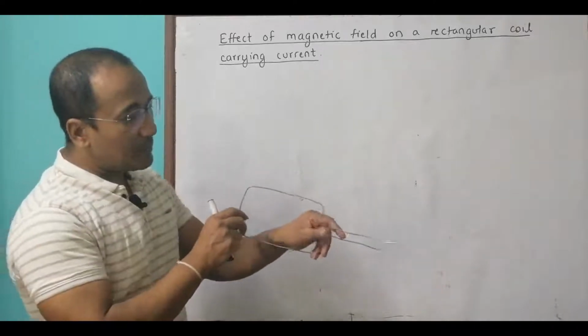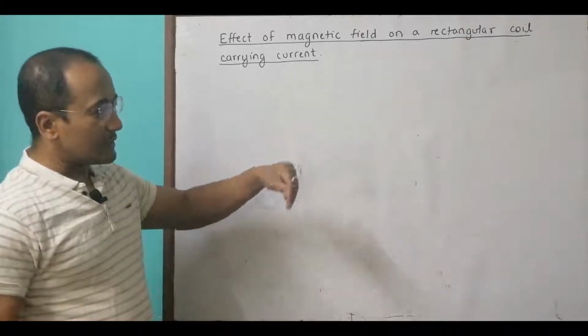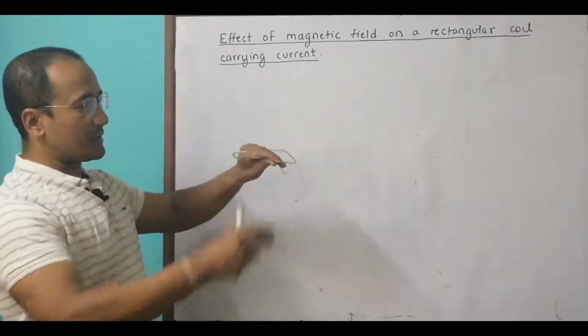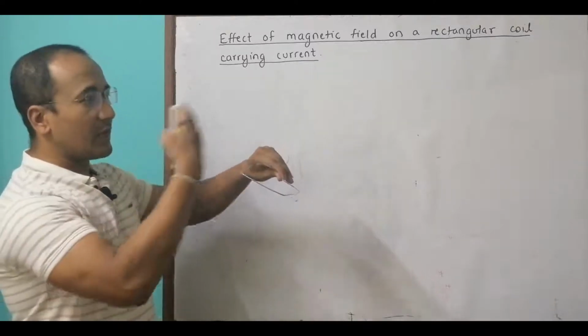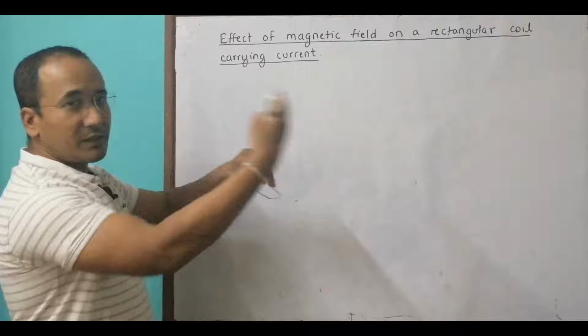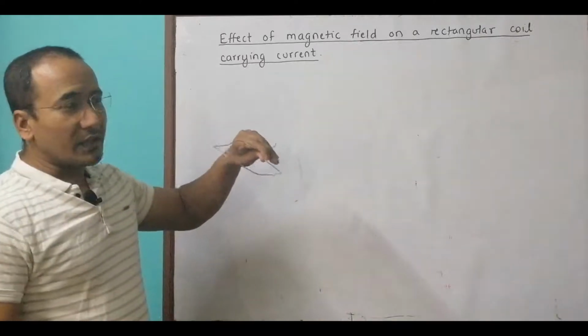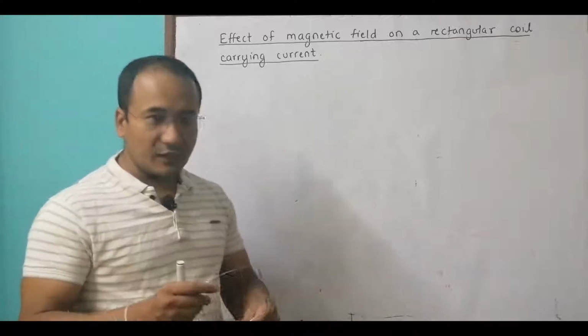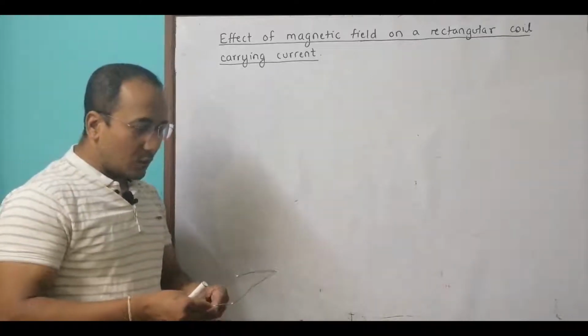Now I place the coil somewhat like this, and then I apply a magnetic field. So here North Pole and here South Pole. I apply the magnetic field. Then what happens in this current carrying coil? That is our question for today, and our whole discussion will be focused on this.